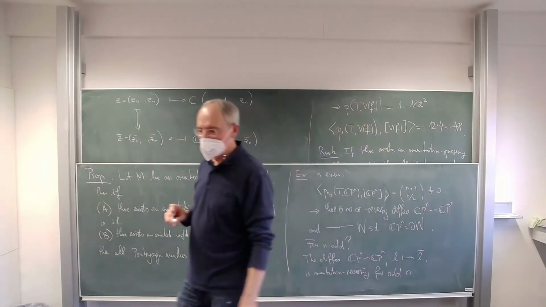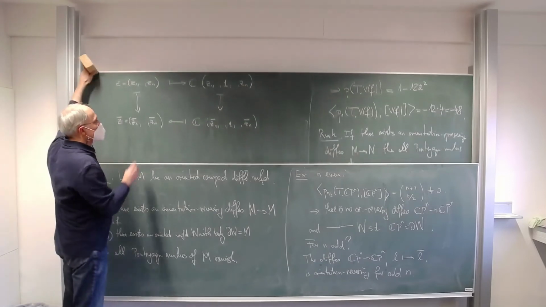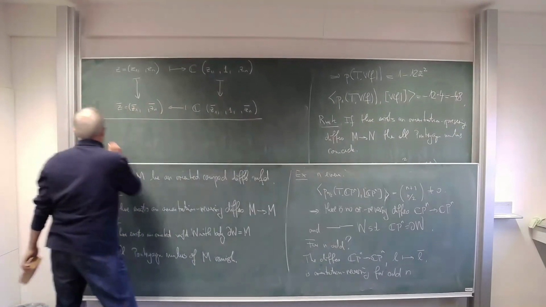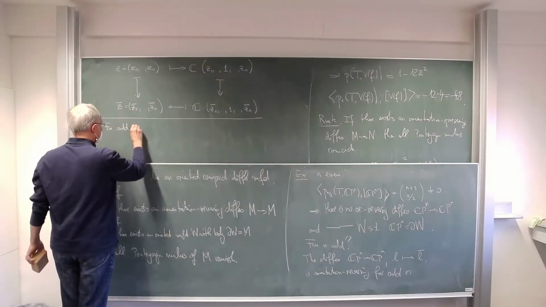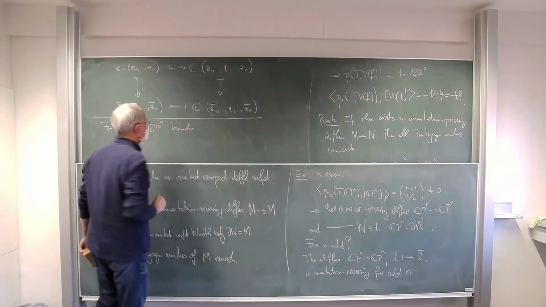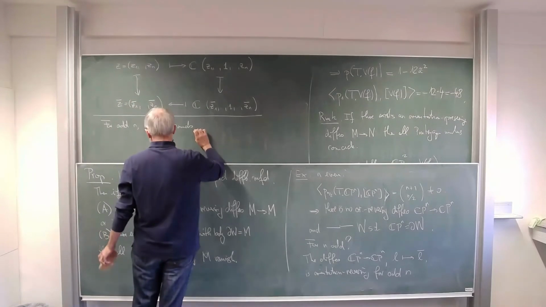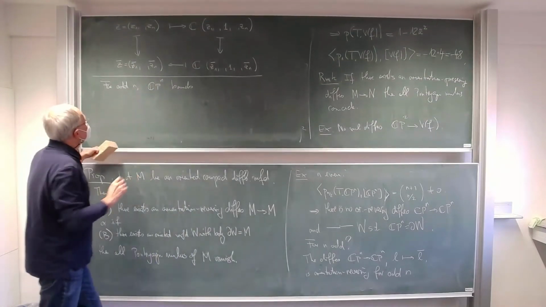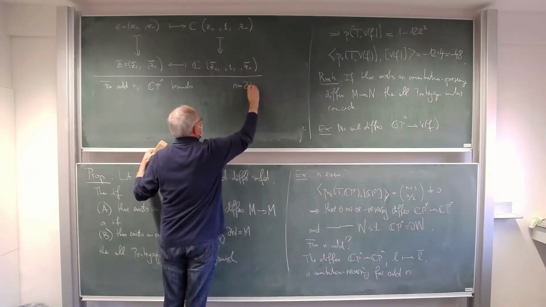If it does, I should just give you such a manifold that shows it. Let's see if this is true. For odd n, CP^n bounds a compact oriented manifold W. How do we see that? Let me write n equals 2k minus 1.